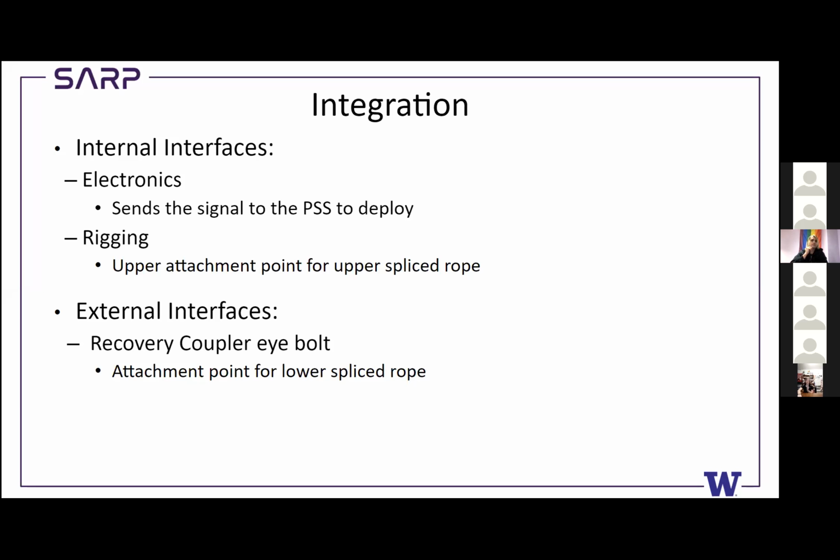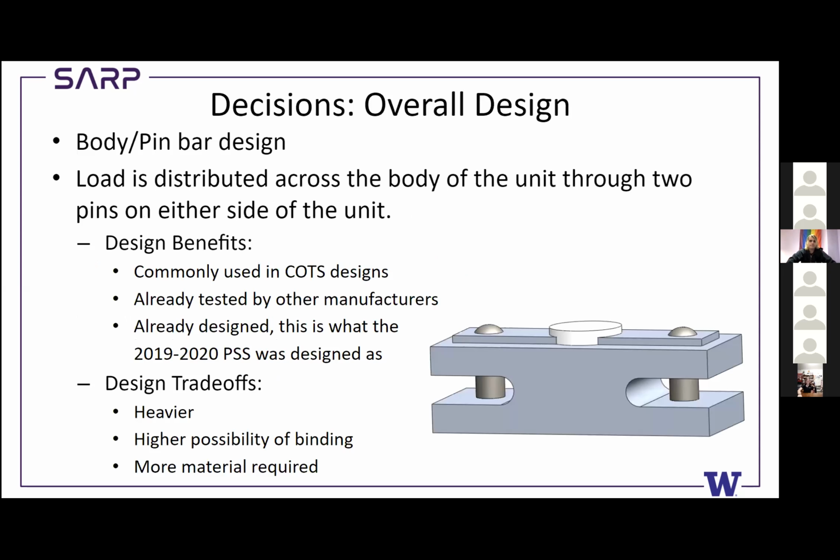With integration, we need the electronics to send the signal to the PSS to deploy. That's going to be over igniters. And rigging is going to interface with both the attachment points to the PSS. And then externally, we're going to attach to the recovery coupler eye bolt.